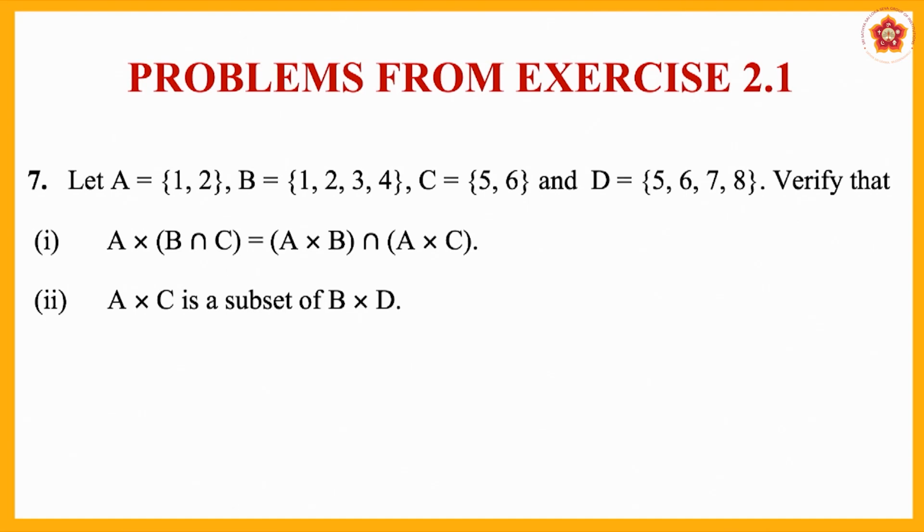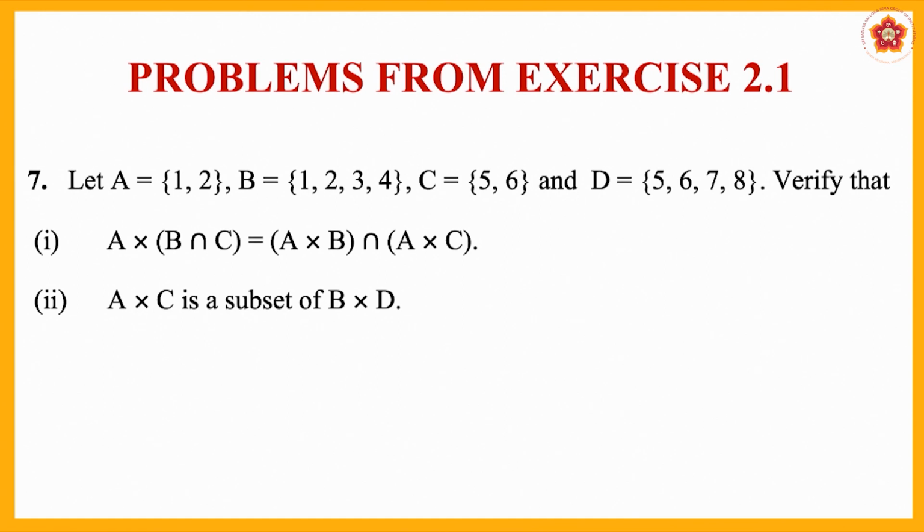These are the sets given and he says verify. What to verify? First, A cross (B intersection C) is equal to (A cross B) intersection (A cross C). And then the second one he says A cross C is a subset of B cross D.